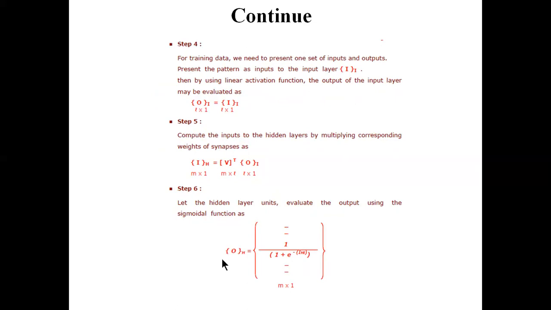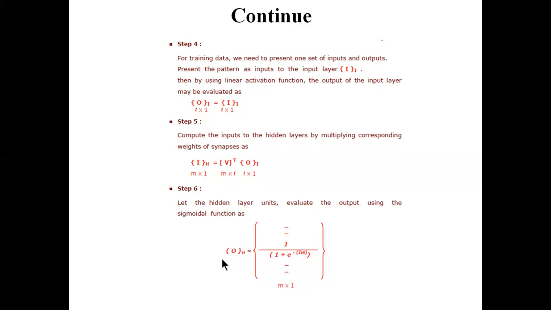Now coming to step 4. For the training data, we need to present one set of input and output as an input pattern. So here we present the input by I1. Then, by using the linear activation function, the output of the input layer may be given as O equal to I. This is quite identical, and you don't need to bother about that.